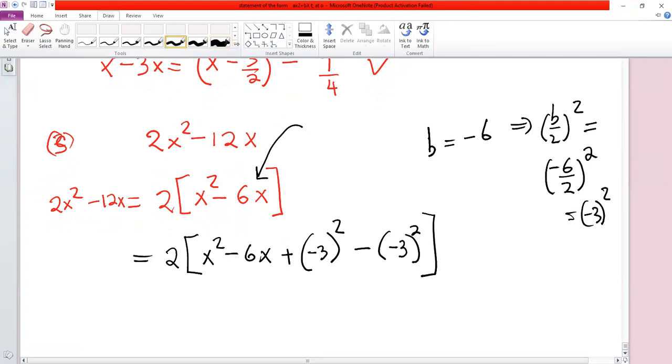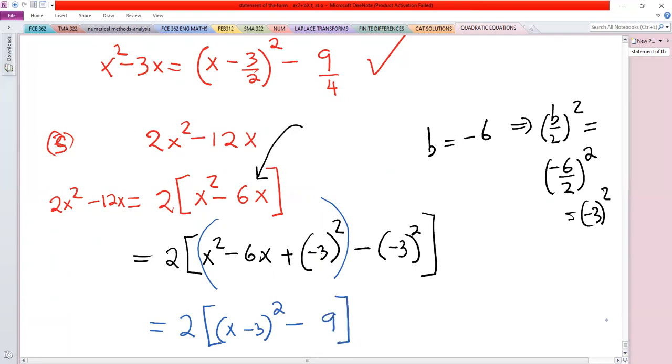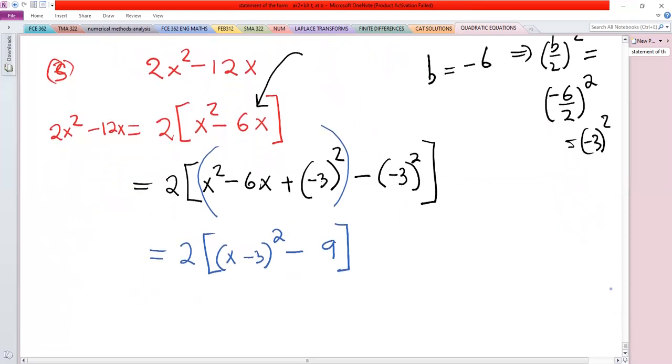Now, once you do that, this part can be written as 2 into, now you pick 1x from this square, join it to this minus 3, and then square. Minus 3 squared is 9. And then this can just be written as 2 times (x minus 3) squared minus 2 times 9, which is 18. So that is what that expression simplifies to.